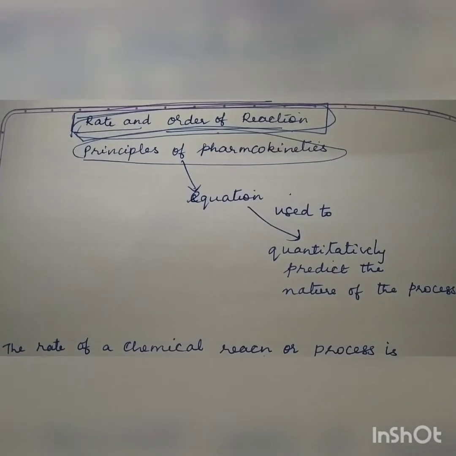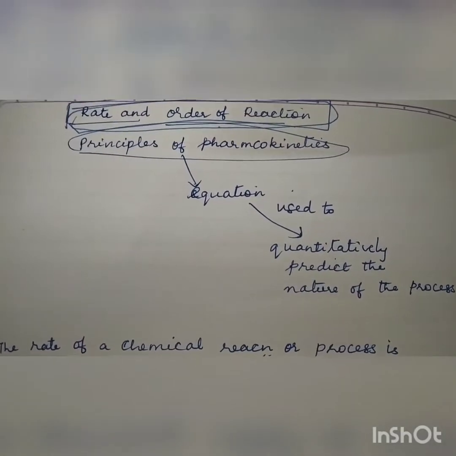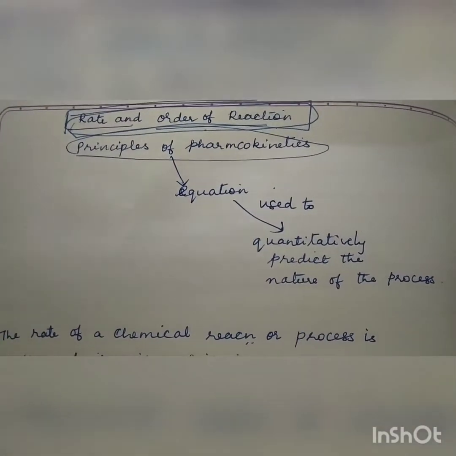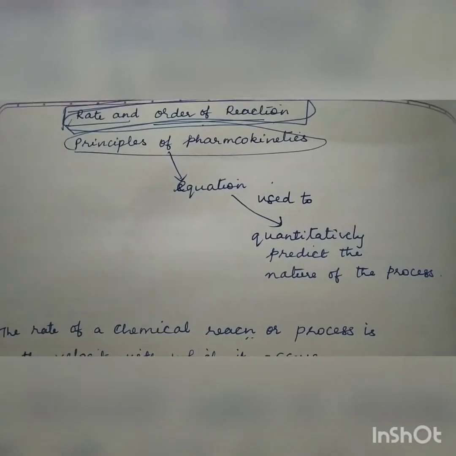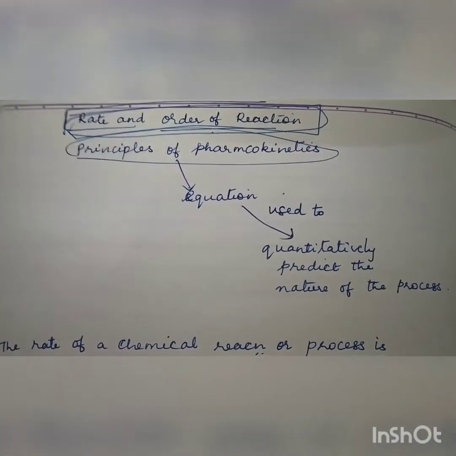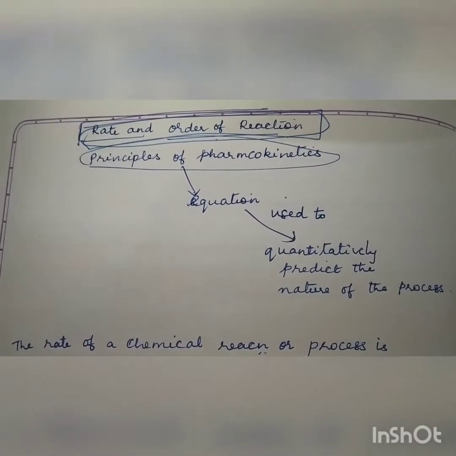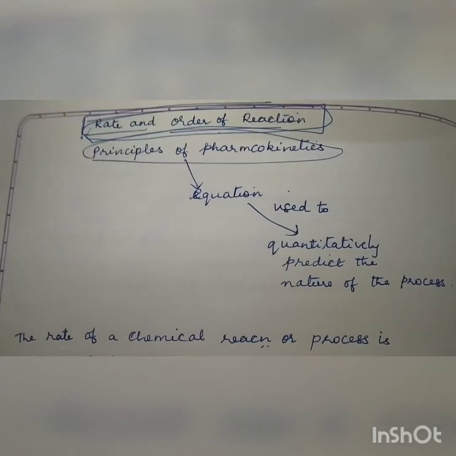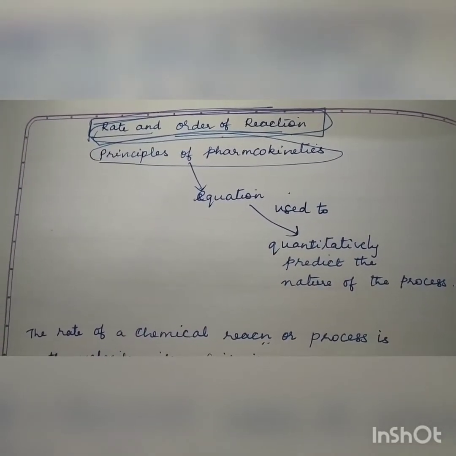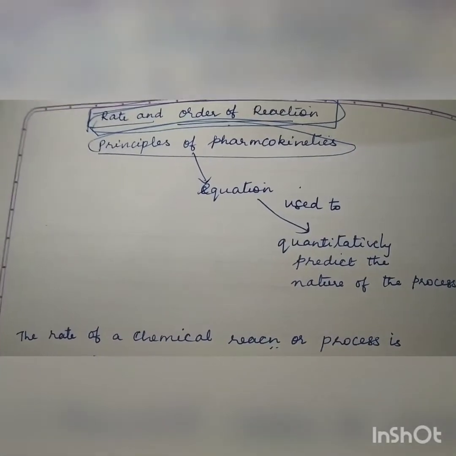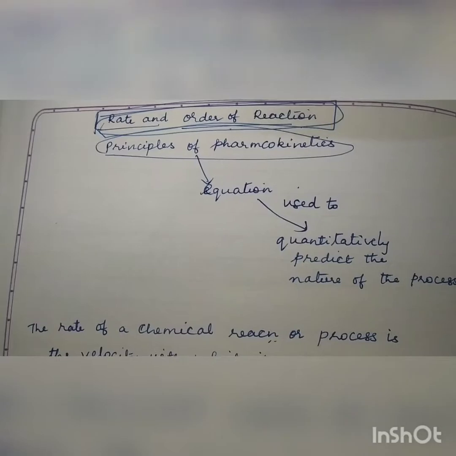So the principle of pharmacokinetics can be expressed in terms of an equation that can be used to predict the nature of the process. In the sense, after analyzing the administration, metabolism, elimination, and the distribution, you come up with an equation. That equation is used to predict how much of the drug will be absorbed, metabolized, distributed and eliminated.